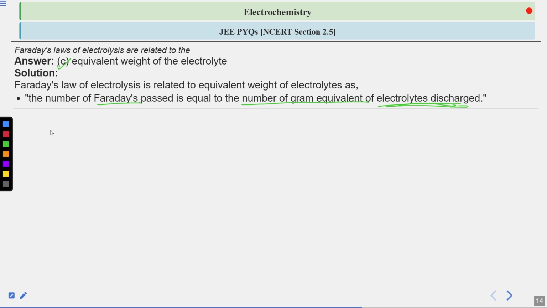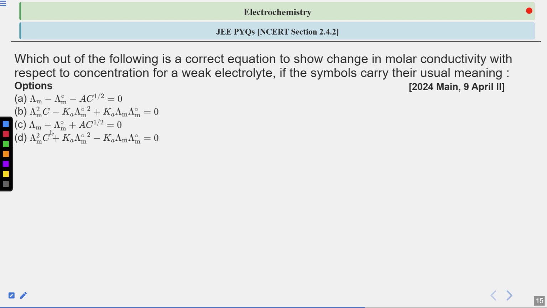Okay, moving on to our next question. Now this is a JEE PYQ question covering the NCERT subsection 2.4.2. The question says: which out of the following is a correct equation to show the change in the molar conductivity with respect to the concentration for a weak electrolyte, if the symbols carry their usual meaning? Whatever symbols we are using in the options, they carry their usual meanings.